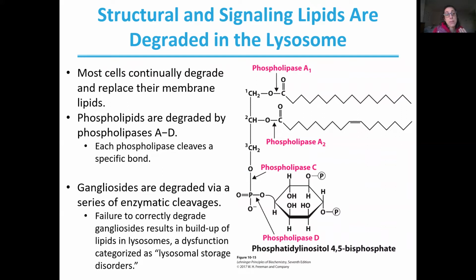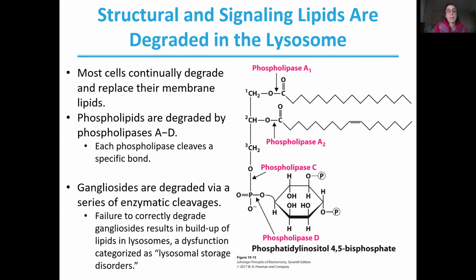Now, because we have to continually degrade and replace membrane lipids, there are special enzymes or proteins that help us chop apart and put together different lipids. These are called phospholipases. Lipases, that is, lip is for the lipid. Ase means to cut. So a lipase is an enzyme that cuts our lipids. A phospholipase, especially, cuts lipids that are a phospholipid. They have to have a phosphate group there.